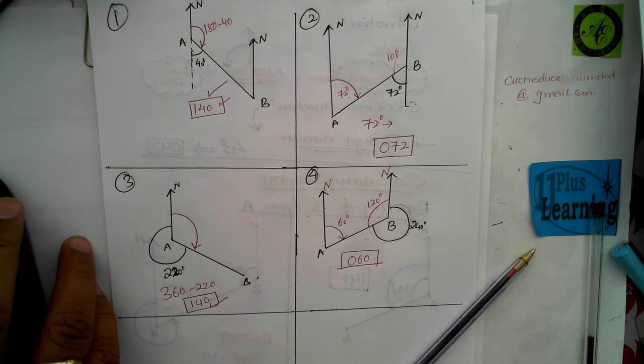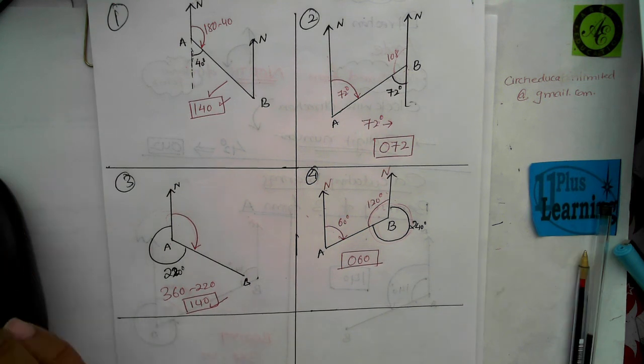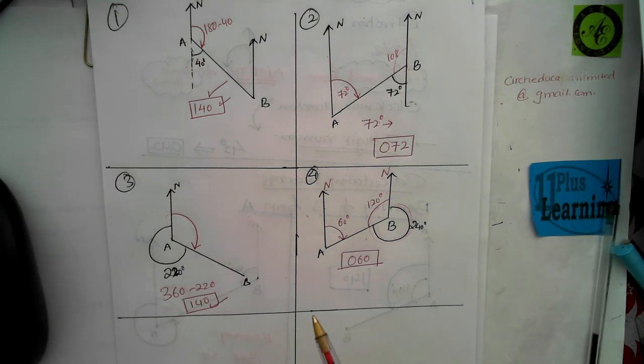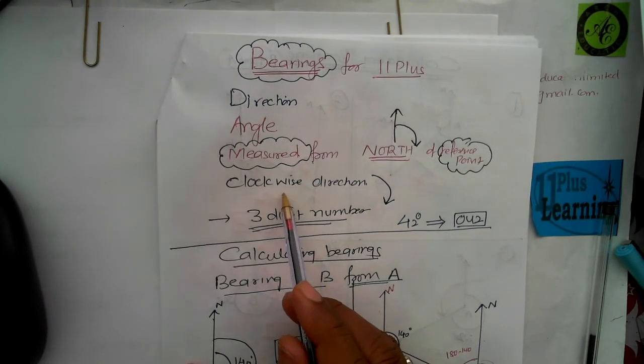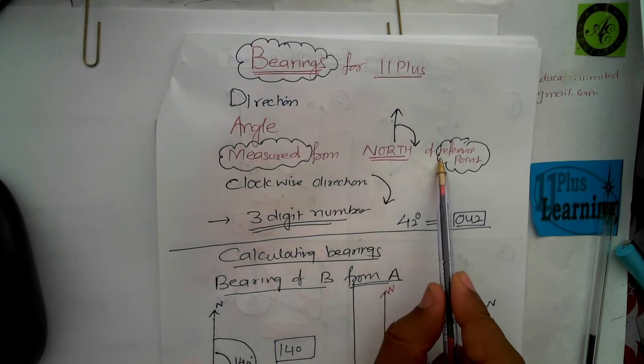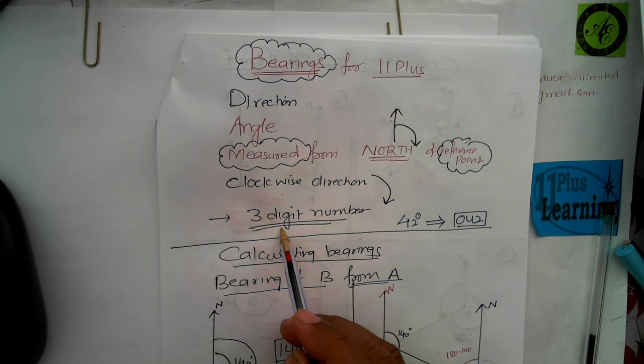Okay then. Right, I am going to give you a worksheet to practice. So bearings is, once again guys, an angle measured in clockwise direction from the north of the reference point, and it's always written as a 3-digit number.